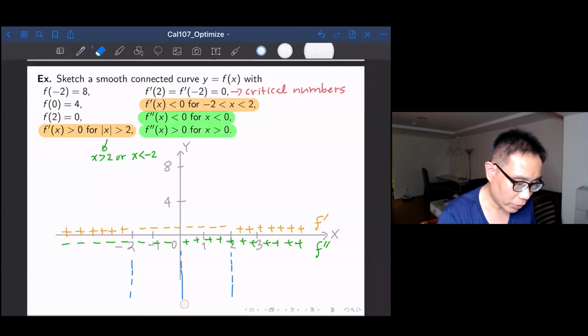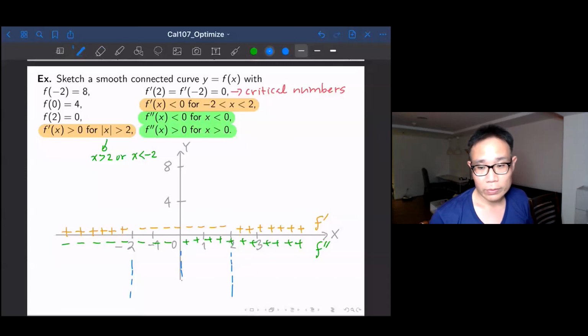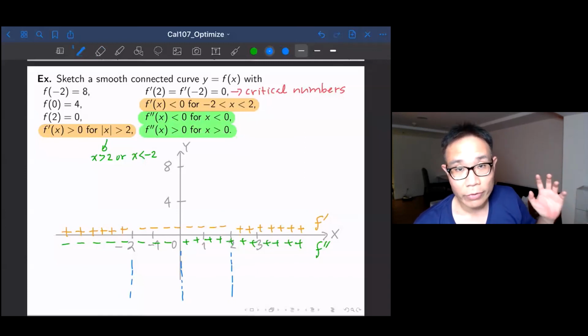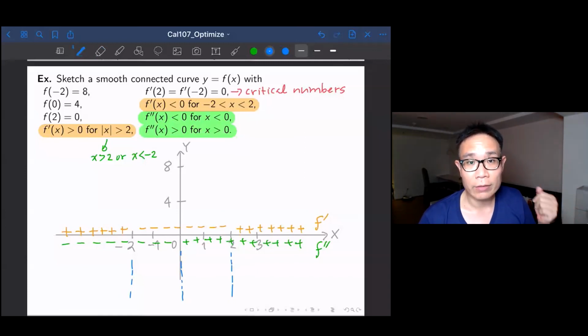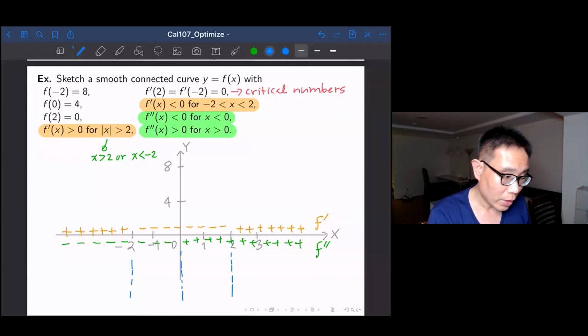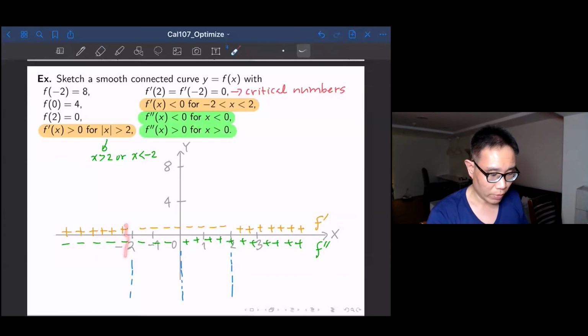So the thing that I use to separate my interval turned out to be the sign of f prime and the sign of f double prime. You see that this one is positive together with negative, and here it's going to be negative, negative, and negative, positive, and positive, positive.